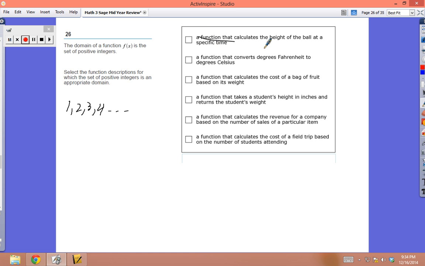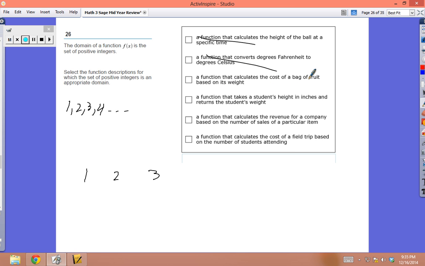Okay, this one will not work because of the height of a ball at a specific time. You can have time as 1 second, 2 seconds, and 3 seconds, but there's going to be time in between them, 1.5 seconds. How high was the ball at 1 and 3/4 seconds? So that one's not going to work. Converts Fahrenheit to Celsius. That's not going to work because you're going to have degrees in between degrees, 32.3 degrees. And this says you can have no numbers in between them, just integers. That's no good.